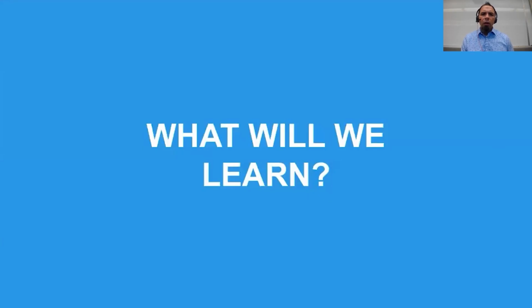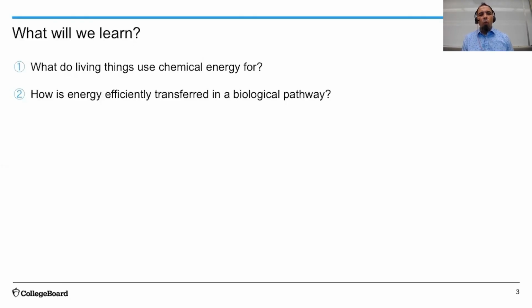So what will we learn? Always a good question. We need to have some kind of objective. What do living things use chemical energy for? Maybe pause the video here and jot down some ideas, but think about, as you're sitting here, what are you using chemical energy for? Is it to try to pay attention? Is it to write down some notes? And how is energy efficiently transferred in a biological pathway? Efficiently is the key. We want to conserve and be as efficient as possible, because as you're going to find out, we do waste a lot of energy.